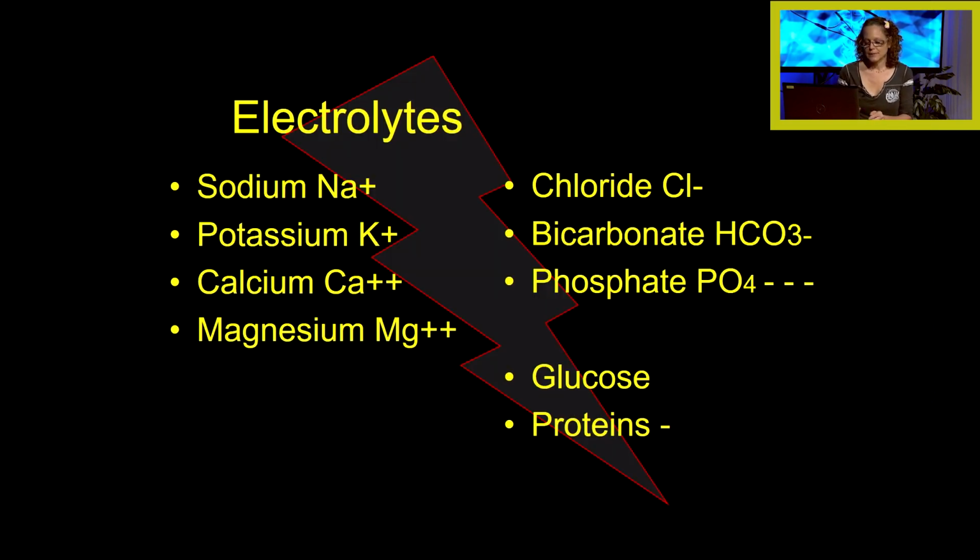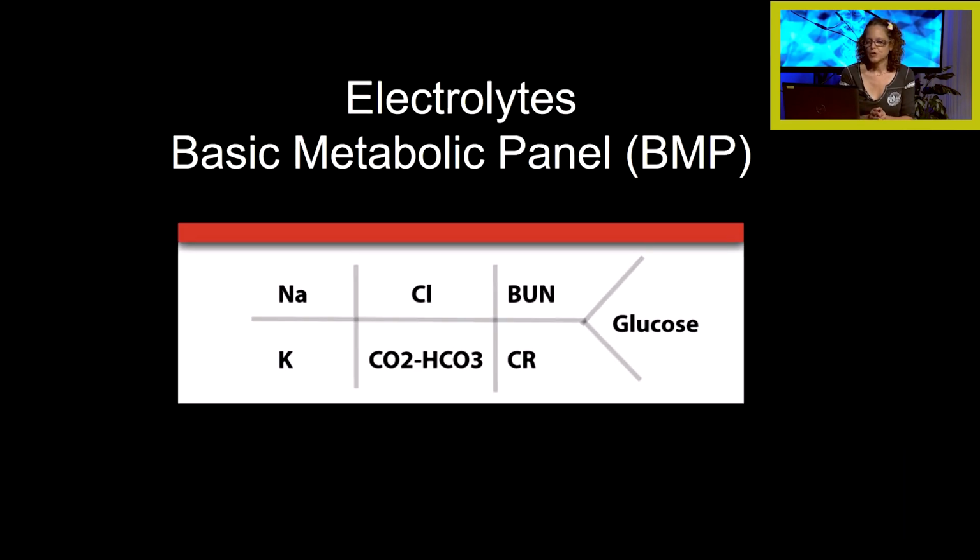So, electrolytes. Let's talk a little bit about them. A basic metabolic panel is the lab that will be ordered, and we would be looking at the following labs: the sodium, potassium, chloride, the carbon dioxide, the bicarbonate, the BUN, the creatinine, and the glucose.